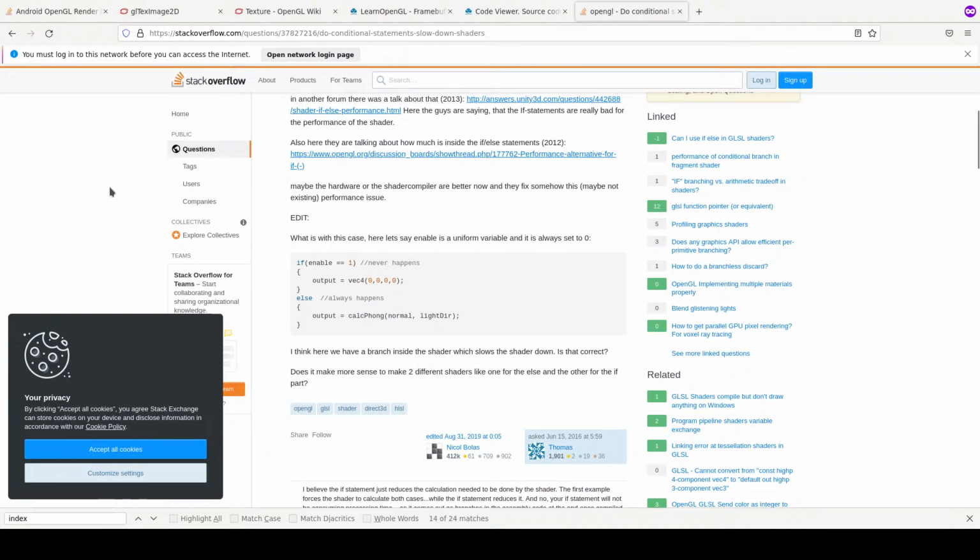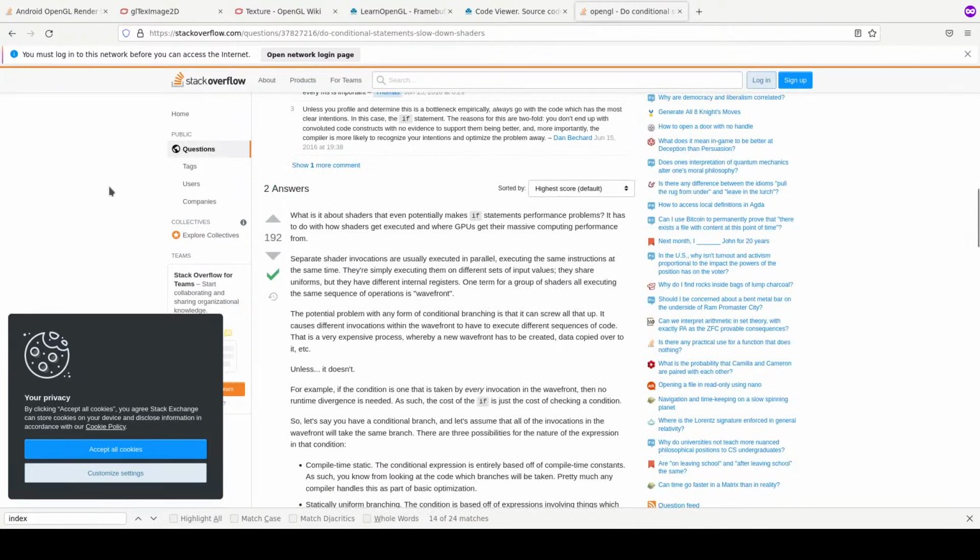Okay, so basically, he's asking the question whether if statements slow down shaders. What is it about shaders that even potentially makes if statements performance problems? It has to do with how shaders get executed and where GPUs get their massive computing performance from. Separate shader invocations are usually executed in parallel, executing the same instructions at the same time. They are simply executing them on different sets of input values.